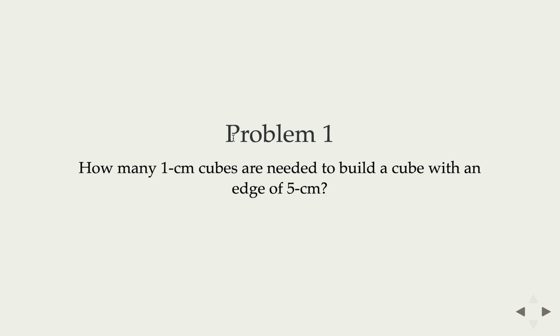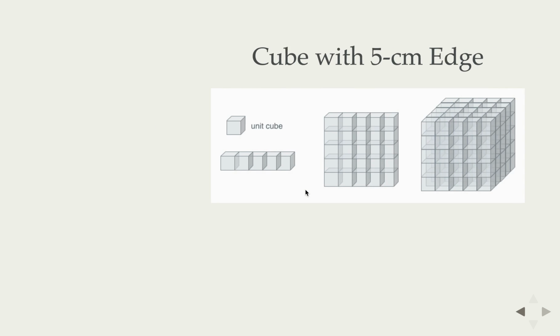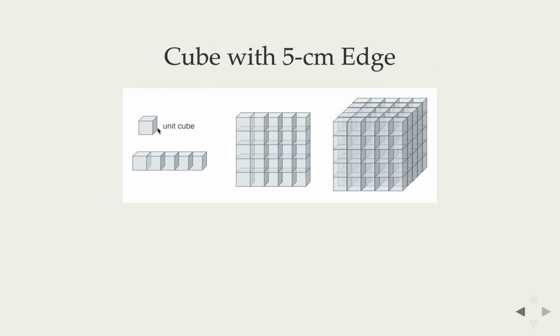All right. So problem number 1 is: how many unit cubes are required to build a cube with an edge of 5 centimeters length? All right. So use the same line of logic. We know that in order to make 5 centimeters long, we need 5 unit cubes lined up together.